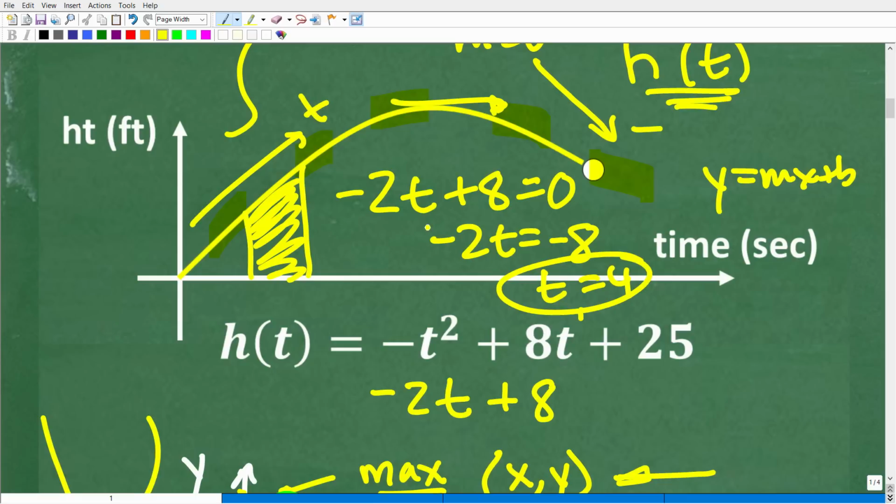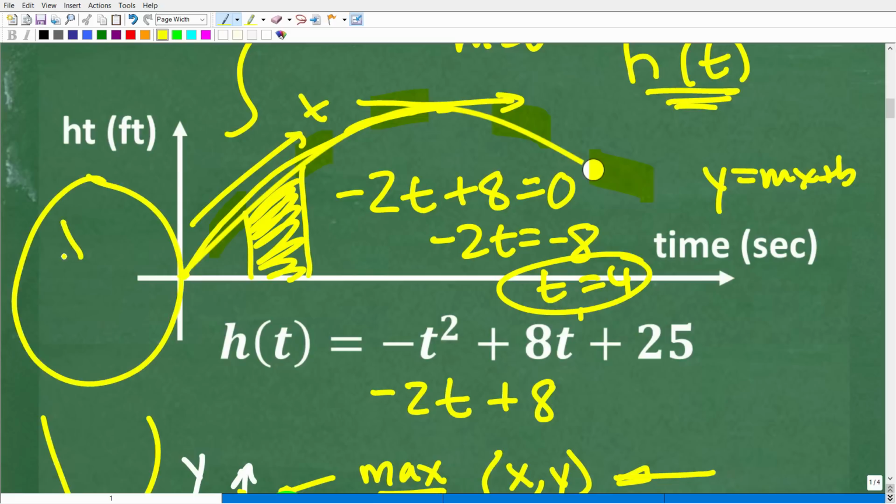Okay, so solving this equation for 0, meaning at what time, or when, is the slope of this arc flat? 0. Okay, we just solved for it. It's 4 seconds, t is equal to 4. That's an application of the first derivative in calculus.